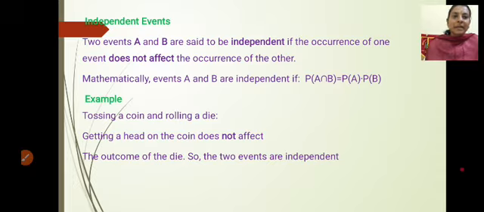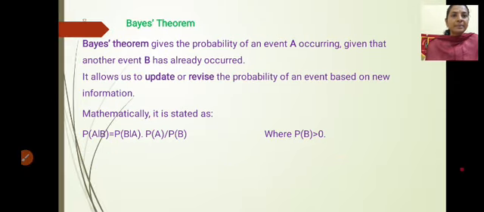Two events A and B are said to be independent if the occurrence of one event does not affect the occurrence of the other. Mathematically, events A and B are independent if probability of A intersection B equals probability of A into probability of B. Example, tossing a coin and rolling a die. Getting a head on the coin does not affect the outcome of the die, so the two events are independent.